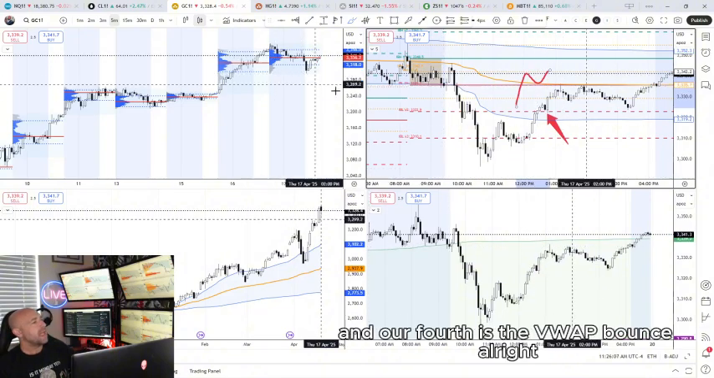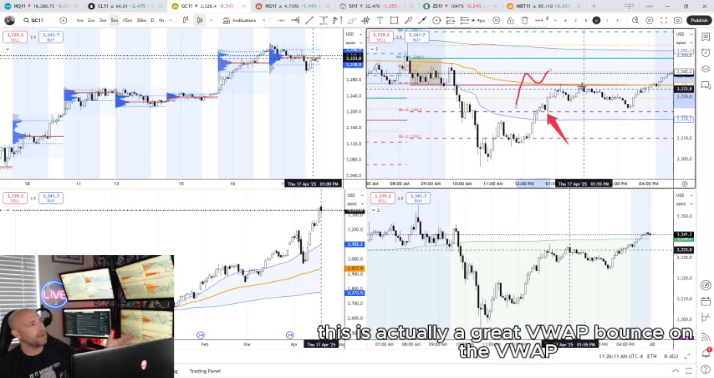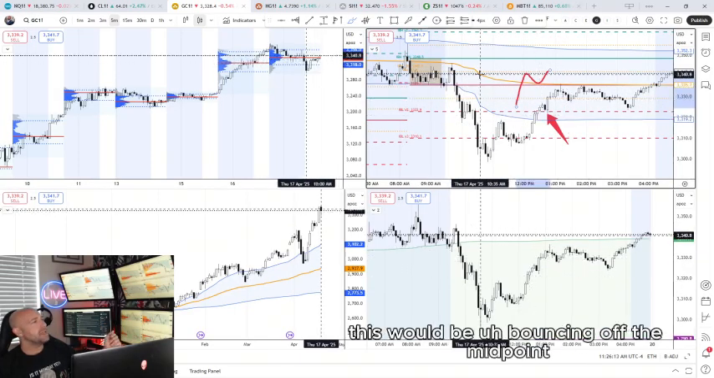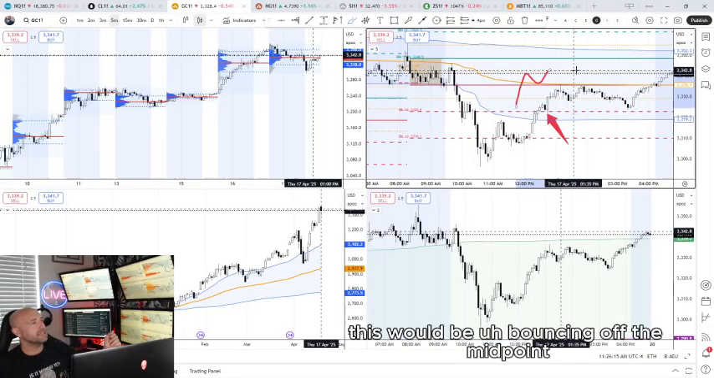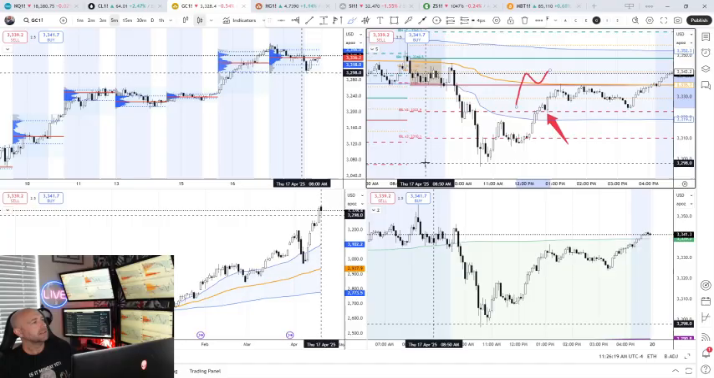And our fourth is the VWAP bounce. This is actually a great VWAP bounce on the VWAP. This would be bouncing off the midpoint in IB or one of these extension midpoints.